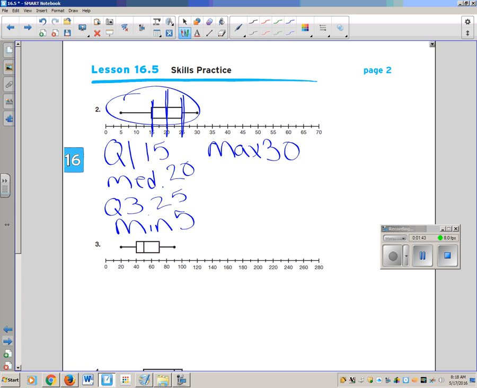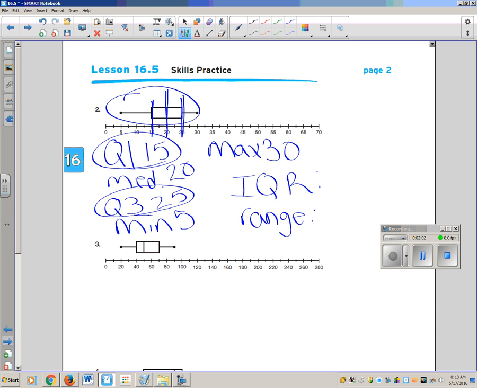Then what you're going to do next is the IQR and the range. The IQR is Q3 minus Q1: 25 minus 15 equals 10, so the IQR is 10. And then the range is the max minus the minimum, which is 25.